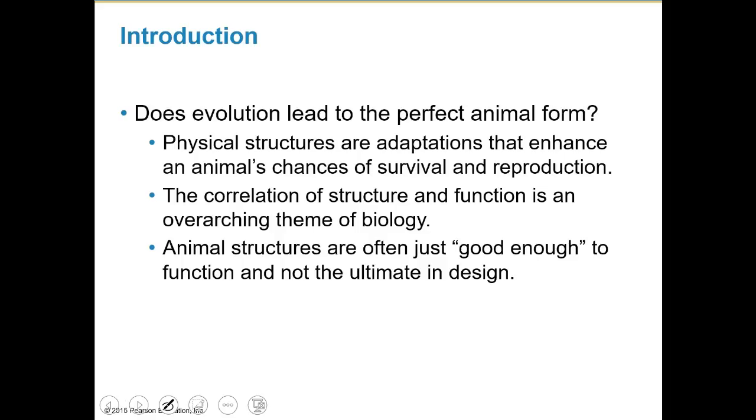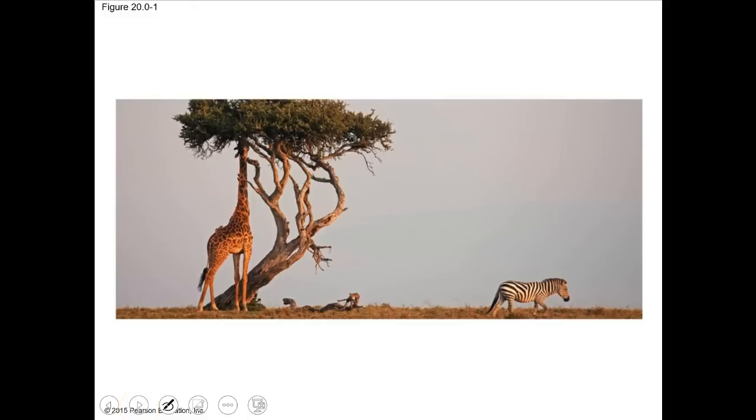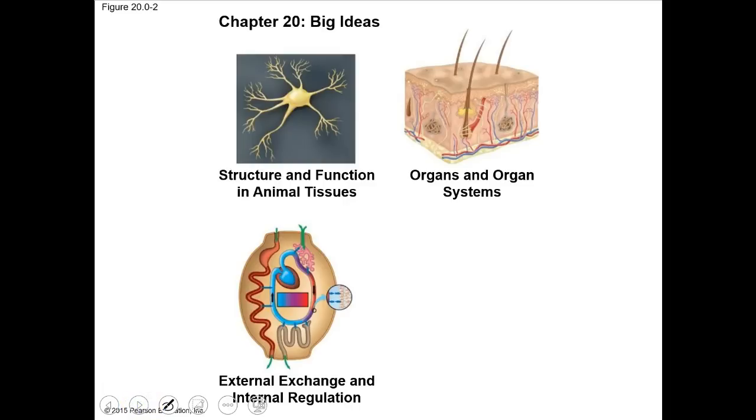Well, there are physical structures and adaptations that enhance an animal's chances of survival and reproduction. The correlation of structure and function is an overarching theme of biology. This is a really important thing. Animal structures are often just good enough to function, and are not part of some ultimate design. So, in our thought about evolution, they don't form perfect animals, just things that fit well. Like, this guy's not going to be able to eat that part of the tree, but the giraffe is adapted to eat leaves from the higher part of the tree.